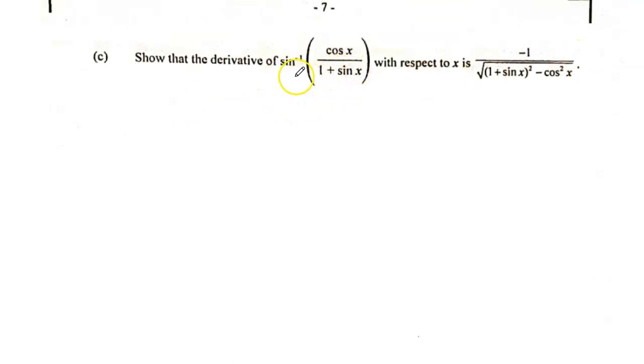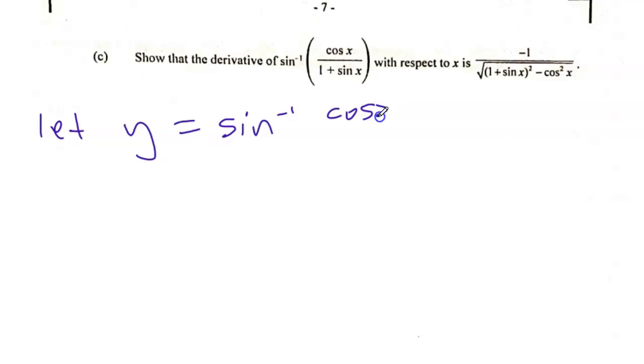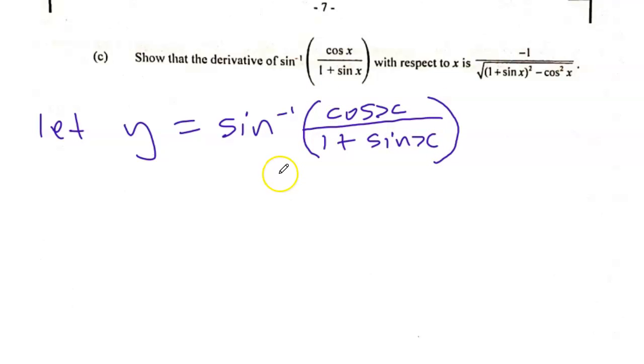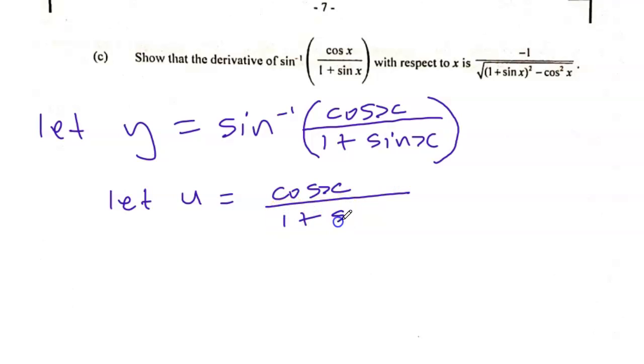Show that the derivative of sine inverse of cos x over 1 plus sine x with respect to x is equal to, and they gave us an expression there. So we're going to let y be equal to sine inverse of cos x over 1 plus sine x. Alright, so we can let u be equal to cos x over 1 plus sine x, and let us find du by dx.